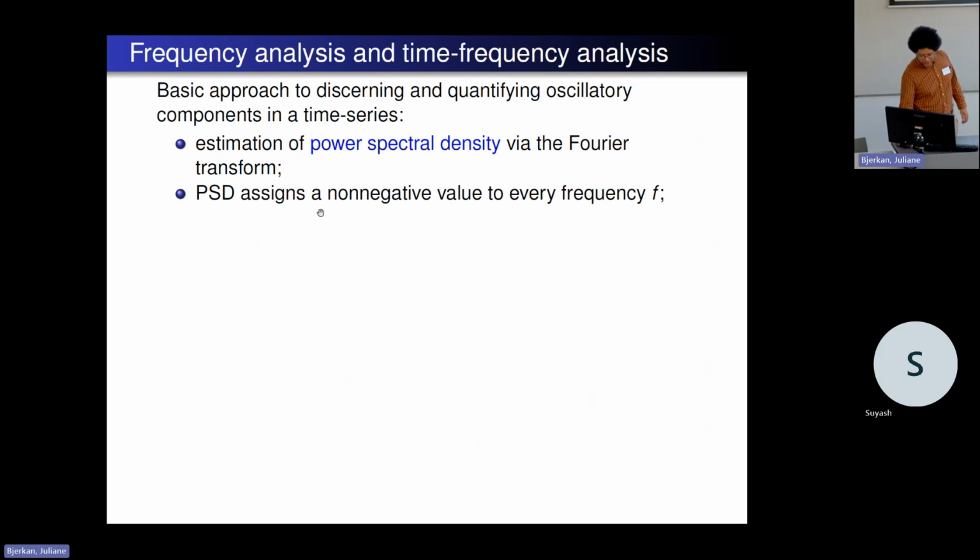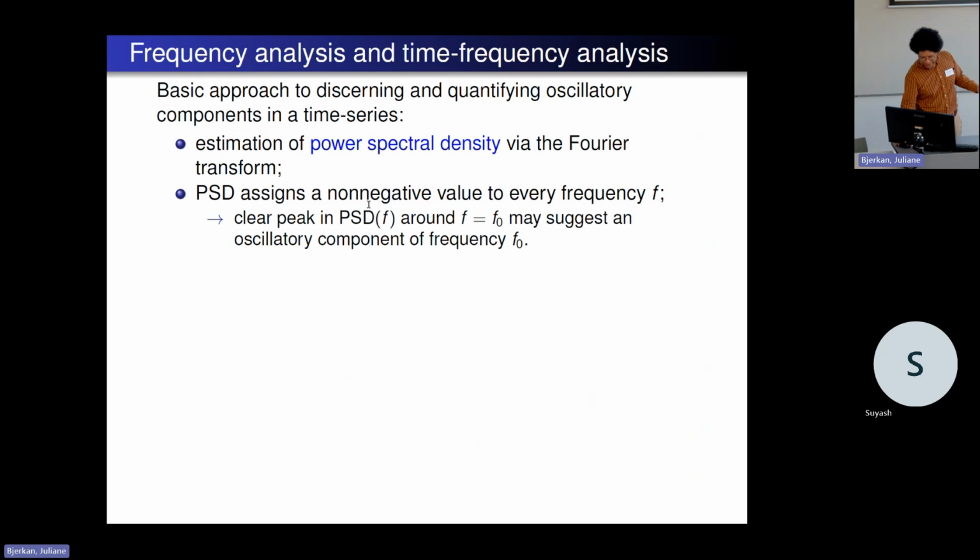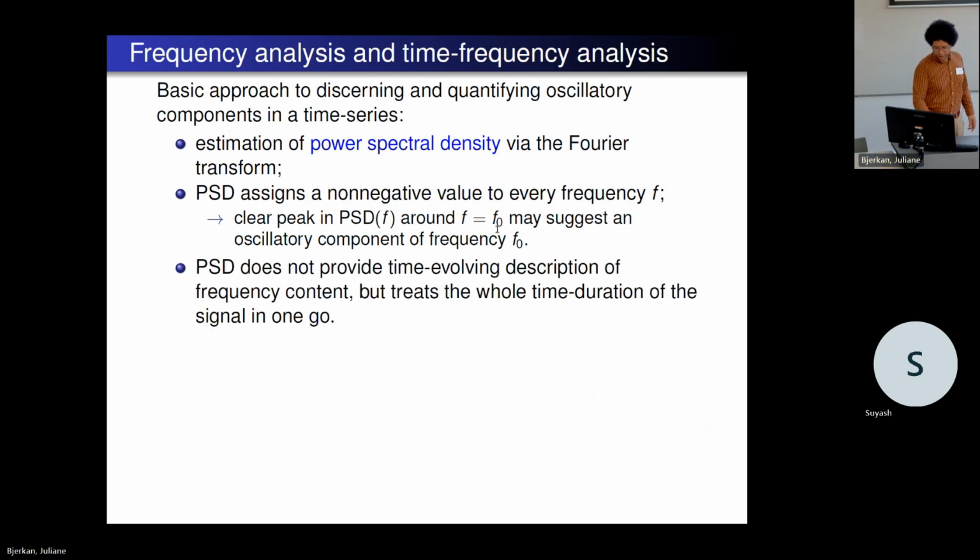Power spectral density assigns a non-negative value to every frequency f. So the idea is when you then have a peak around some frequency f0, that may suggest an oscillatory component of that frequency f0. Now, power spectral density is not a time frequency analysis because it does not provide a time evolving description of the frequency content. Instead, it treats the whole time duration of the signal in one go.